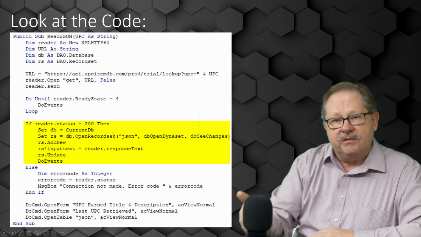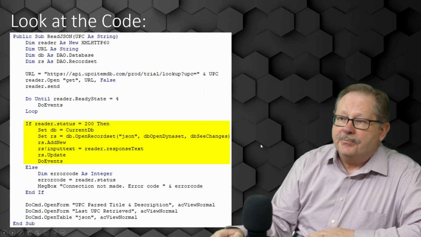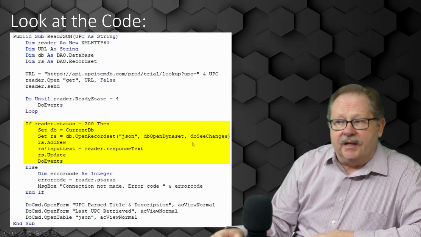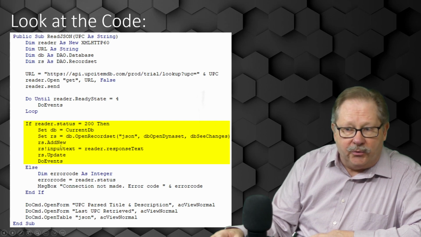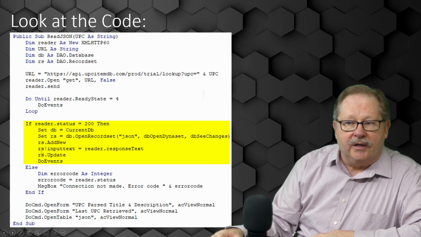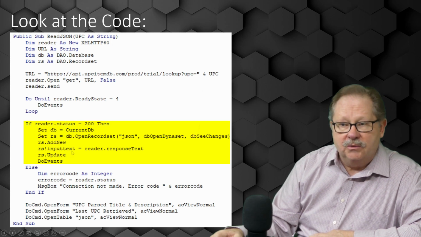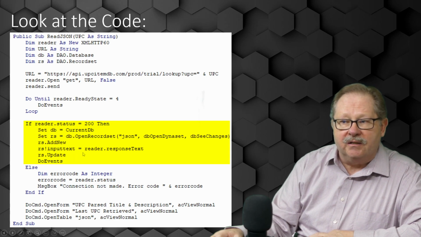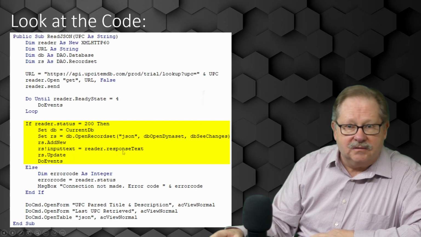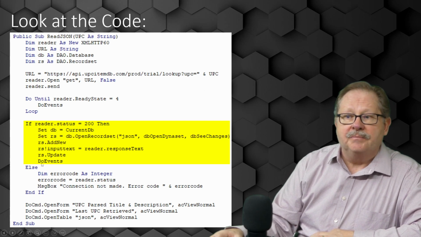Now the record set is a table called JSON, and I'll show that to you in a bit. Then I'm going to open the Dynaset, and then I'm going to database see changes. I'm going to add a new record. I'm going to add that record into input text, which is the name of the field, and then I'm going to send it the reader response text, which is what's coming back from the website. And then I'm going to update the table.